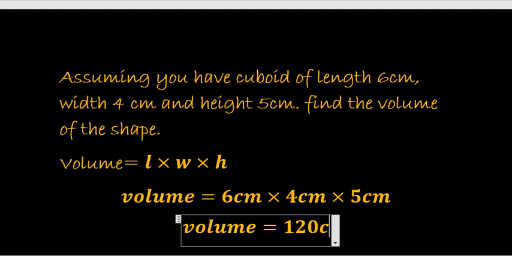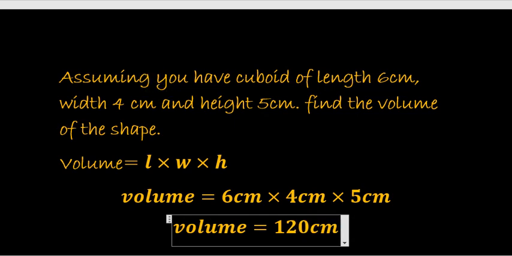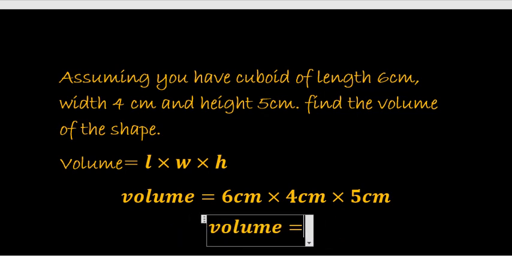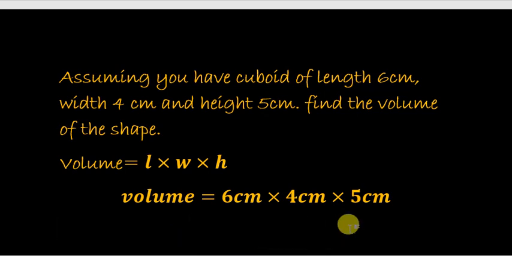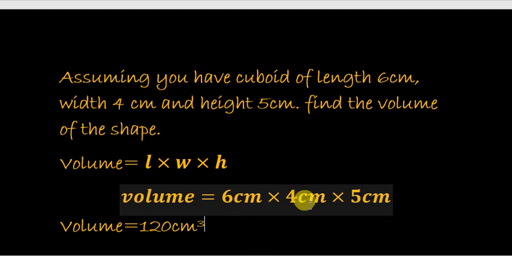So centimeters cube. Let's simplify it this way. Our volume is equal to 120 centimeters cubed, and that is because our centimeters repeated itself 3 times.